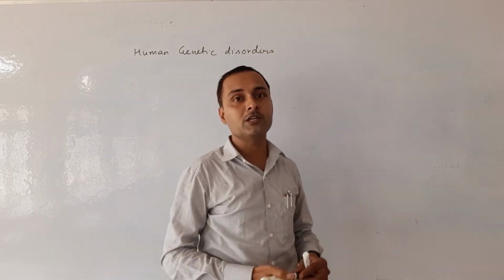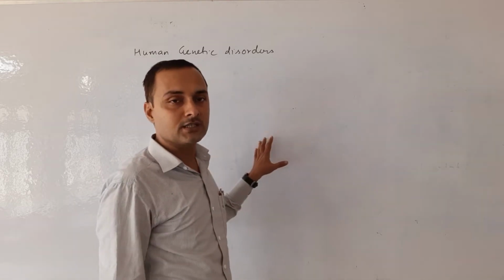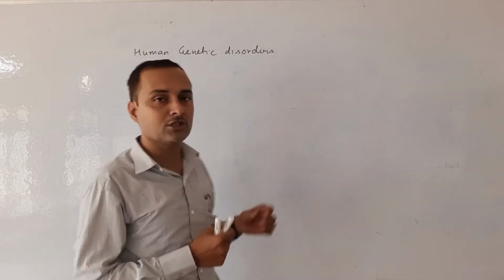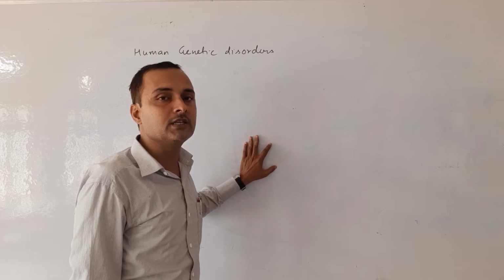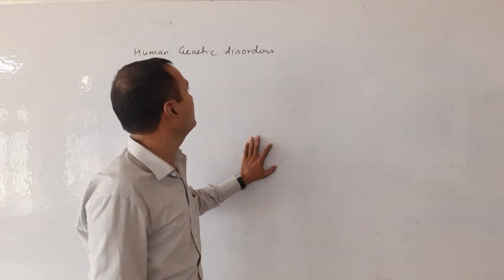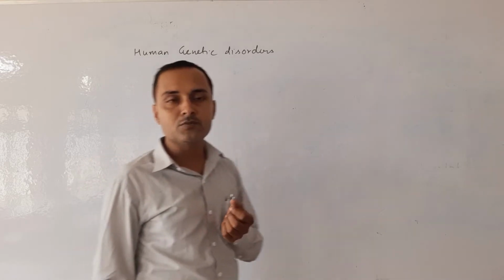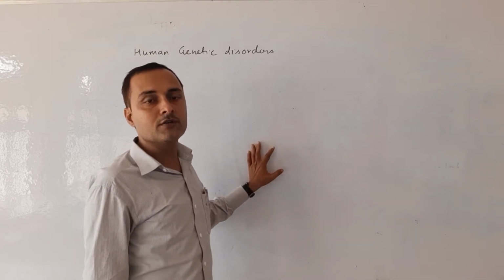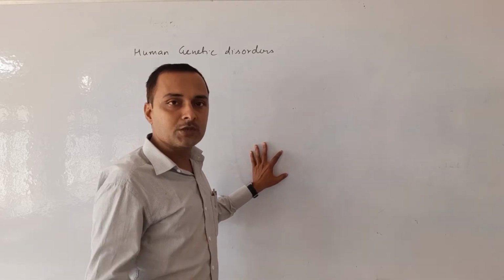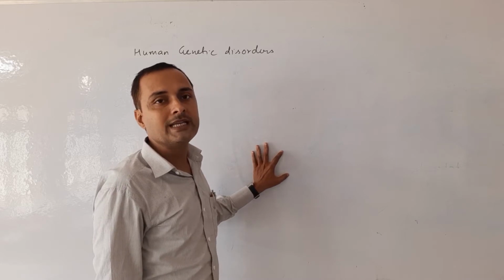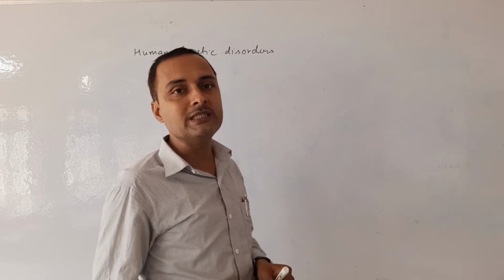First of all, you have to define what human genetic disorders are. The various disorders in humans that are caused due to mutation of certain genes present on chromosomes, or increase or decrease in the number of chromosomes, are collectively known as human genetic disorders.